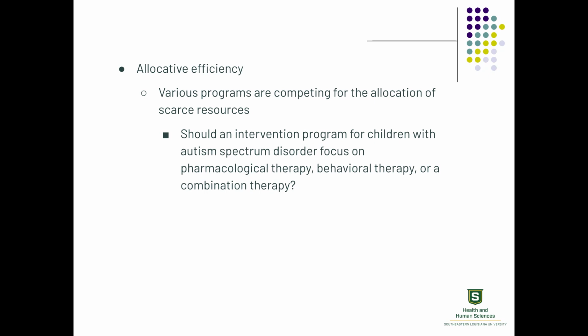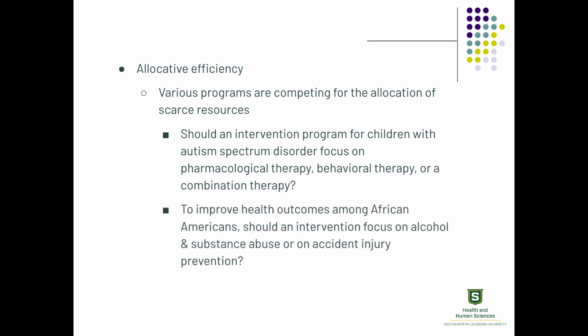And another example of allocative efficiency would be, say we want to improve health outcomes among African Americans, and we want to decide, okay, do we focus on alcohol and substance abuse, or do we focus on accident injury prevention? As you can imagine, both these interventions will be vastly different in the way that we implement the program, with vastly different benefits out of it. So that gives you an idea of how allocative efficiency differs from technical efficiency.